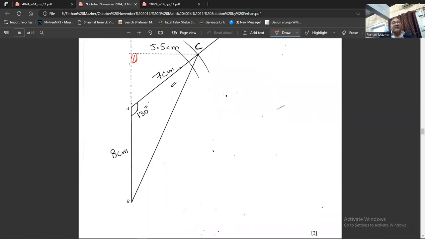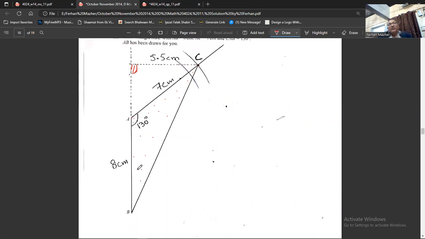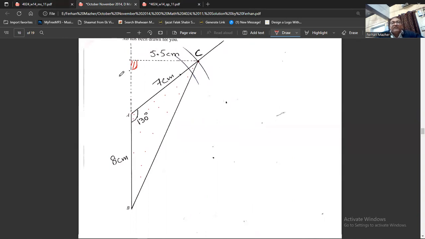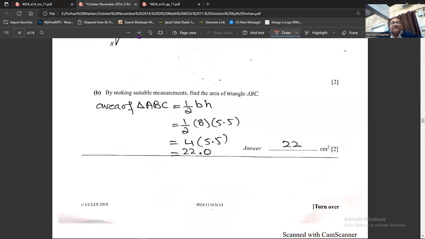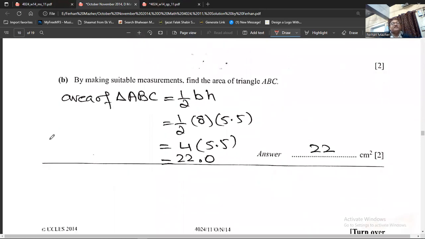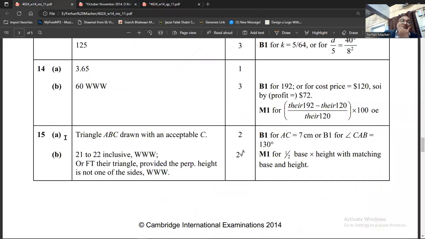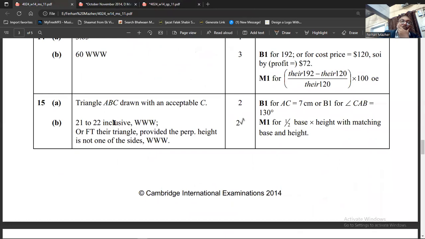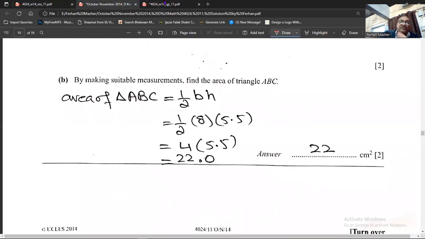So the area of this triangle will be 1 by 2 into base into height. So 1 by 2 into 8 into 5.5. So it will be 4 into 5.5, and that will be 22. So the area of this triangle will be 22 centimeters square. So our answer is right, sir. This is how you do it.